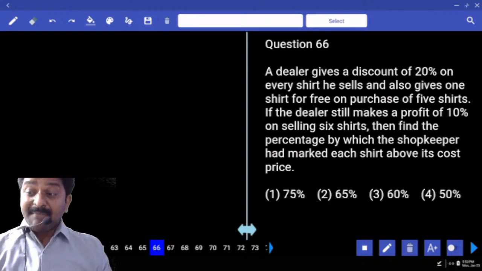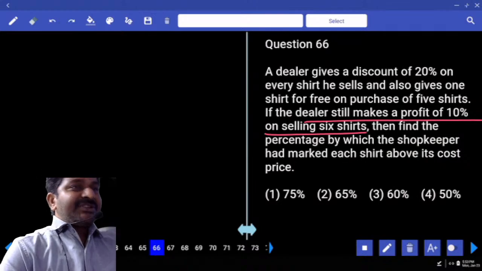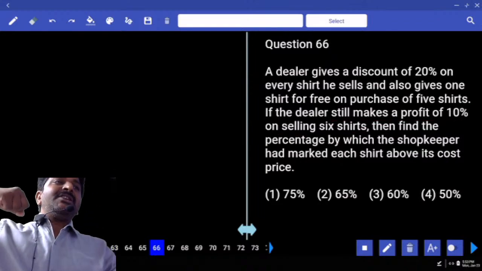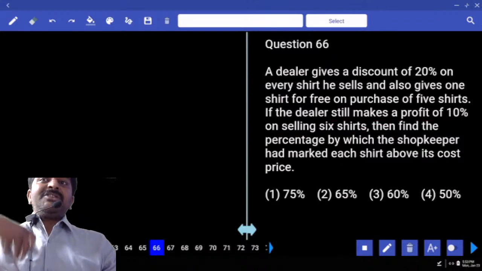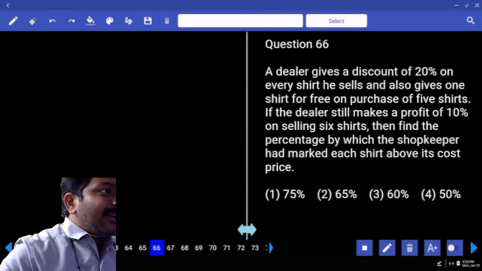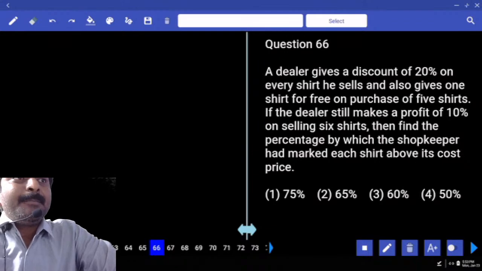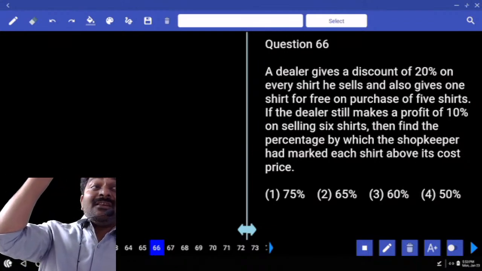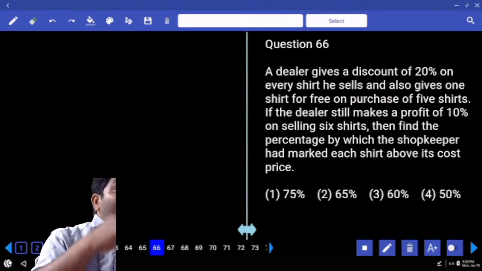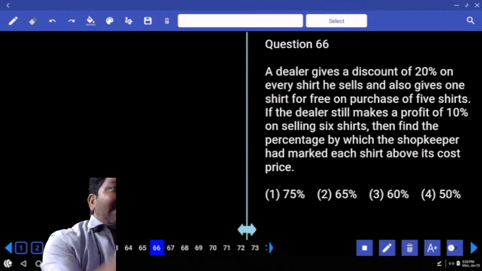Even in the same case, he still makes a profit of 10% on selling 6 shirts. I am getting 10% profit, correct? I purchased 1 shirt for 100%. How many shirts am I giving you? 6 shirts. So it costed me 600%. But while selling, I am getting a profit. How much profit? 10% should be calculated on which number? 600. So how much profit? 60. So at what price am I selling?